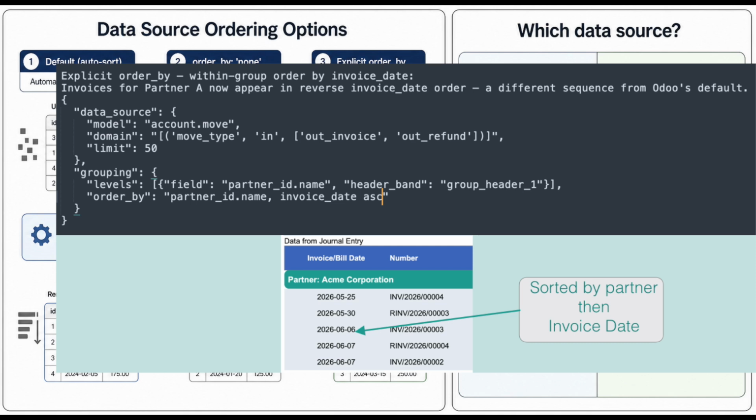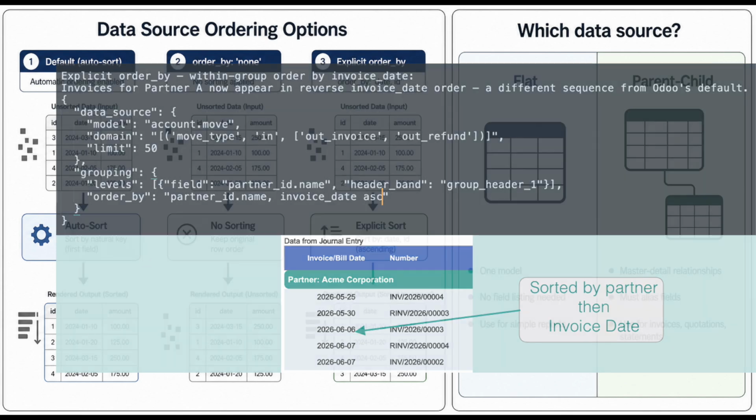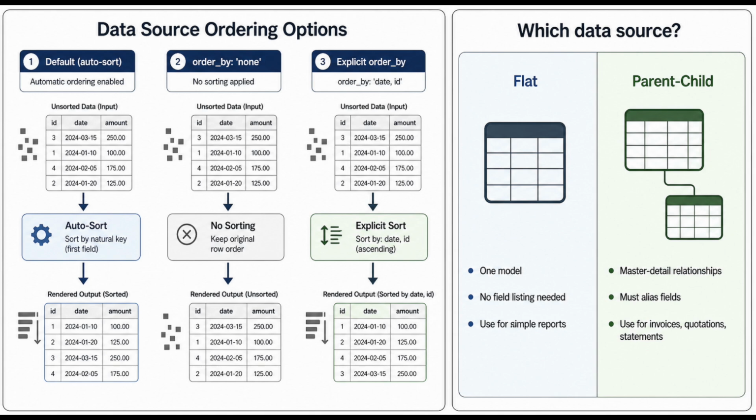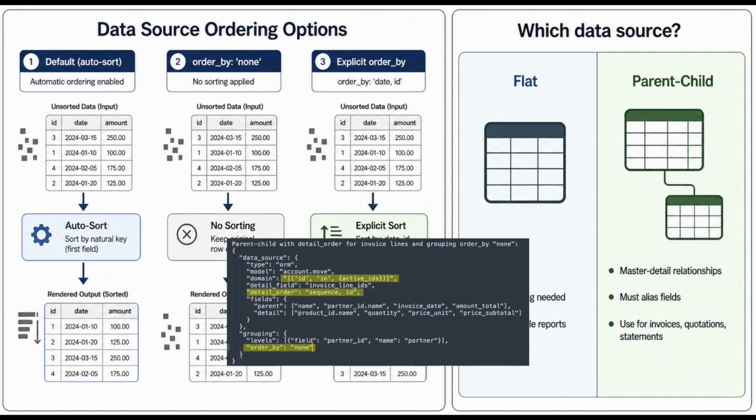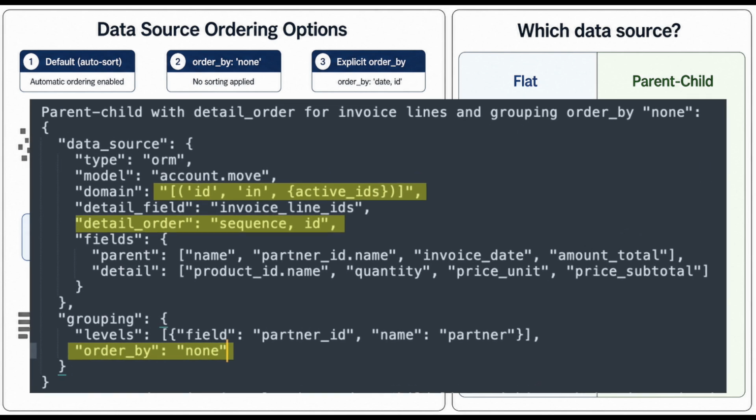These three modes replace each other. Whichever you set in the grouping section is the final sort applied before rendering. They never combine. Parent-child data sources add a separate dimension using the detail order directive. This controls the sequence of child lines within each parent and is applied during flattening.